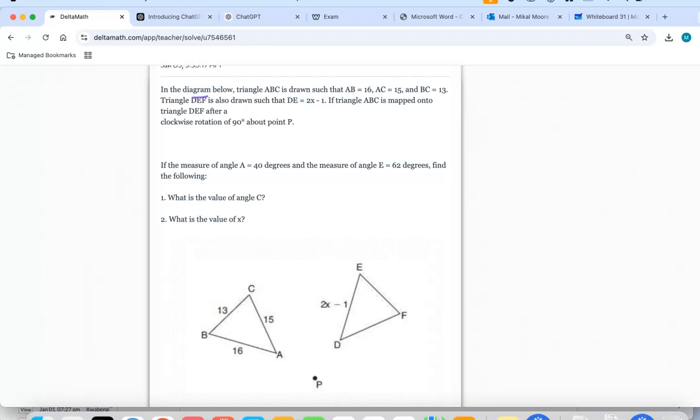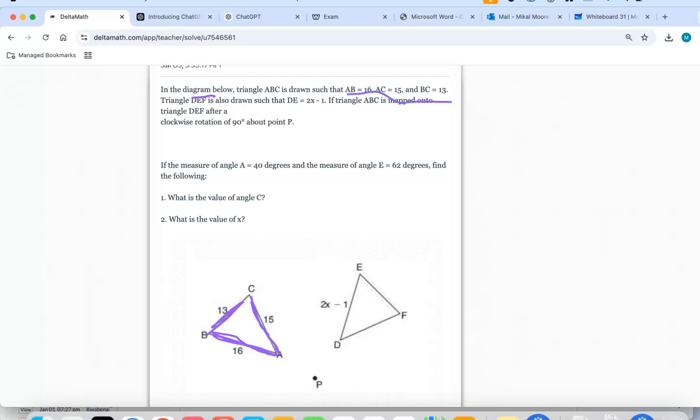In the diagram below, so this is a diagram, something that's being drawn, triangle ABC. This is triangle ABC, such that AB is 16. So the length of this line is 16 units, and the length of this line is 15 units, and the length of this line is 13 units. That's what's being said here.